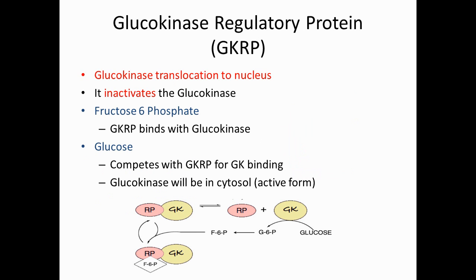There is a regulatory protein, the glucokinase regulatory protein, which controls the activity of glucokinase by attaching itself to glucokinase. It will translocate glucokinase into the nucleus, and by doing that it will inactivate the glucokinase enzyme. Fructose 6-phosphate will induce this binding of GKRP with glucokinase. Because of that, there will be a low level of glucokinase in the cytosol, and a low level of glycolysis. In contrast, glucose will compete with GKRP for GK binding, and there will be a high level of glucokinase in the cytosol, and it will induce glycolysis in the cell.